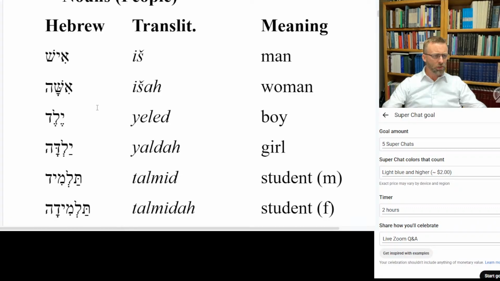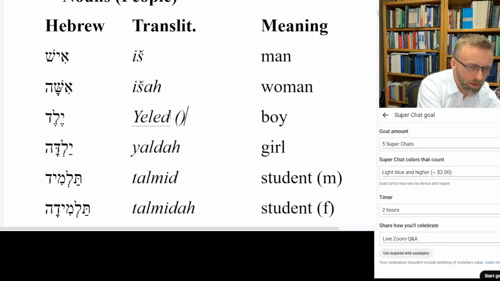Okay. So next, the word yeled, which means boy or child. Yeled. Stress on the first syllable. Next, yelda. This is the feminine. Okay. Yelda. I should mention that the Arabic cognate is walad, W-A-L-A-D. Walad. In fact, you know what? Whoops. Hold on.